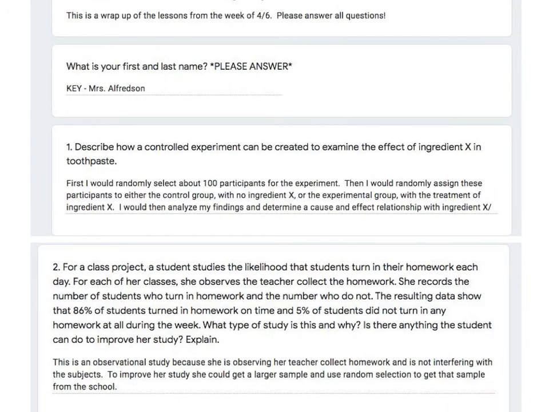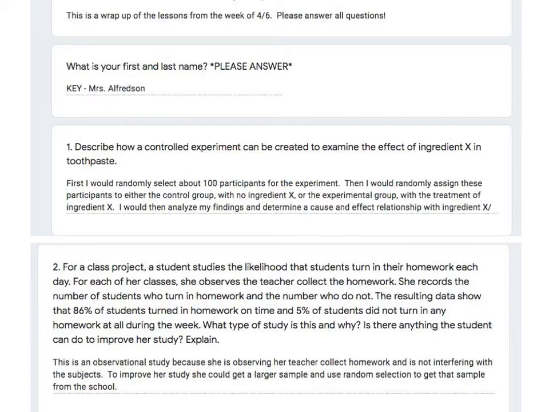So the first question says, describe how a controlled experiment can be created to examine the effect of ingredient X in toothpaste. So the first thing I would do is I would randomly select about 100 people for the experiment. I'm doing this because if you remember, we want a large sample size and we want enough people in each group. So if I split this in half, I'll get 50 in each group, which is a pretty good sample size for each group. Then I would randomly assign.